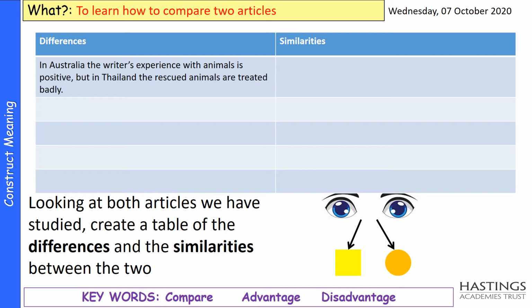So have another read through both articles. Pause the video so you can get a chance to write down as many differences and similarities as you can think of in the 2 articles, and then come back when you're finished.